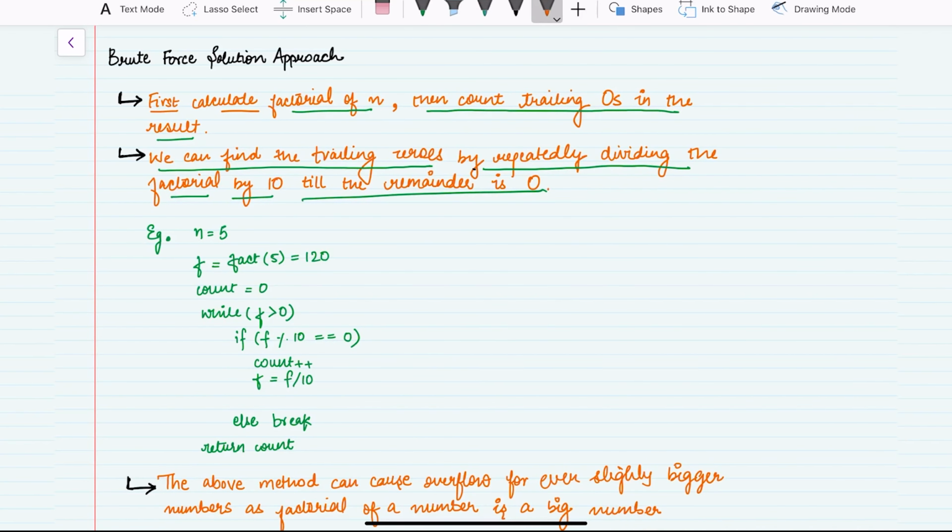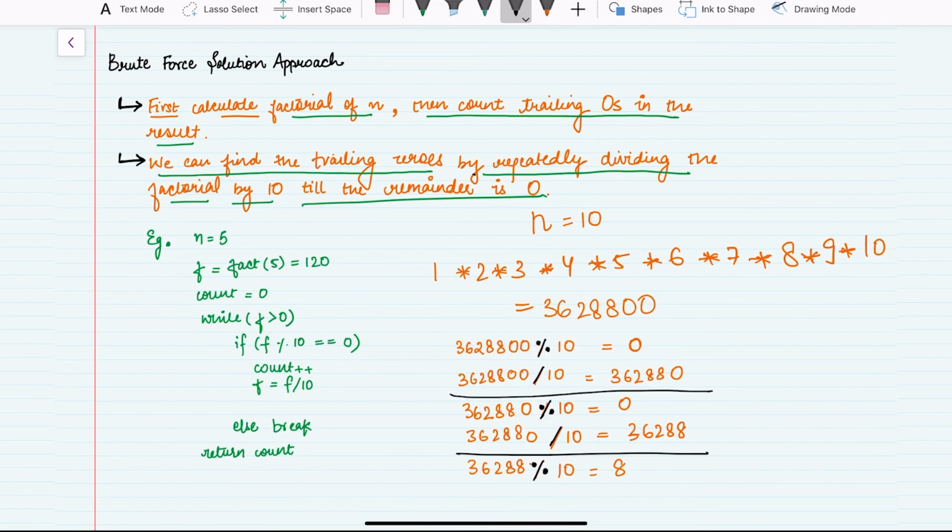Let's say n is equal to 10, and we'll do 1 into 2 into 3 into 4 into 5 into 6 into 7 into 8 into 9 and into 10. This will give us the number 3628800. Now to find the trailing zeros, we will simply mod it with 10 to get the last digit. We will get 0. Since this is 0, we will simply increment our count.